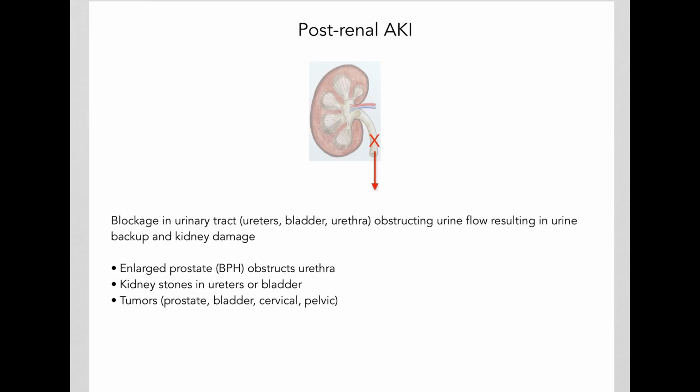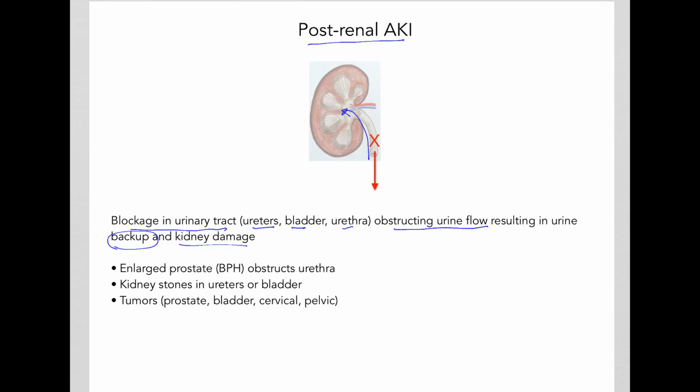Then the third type is post-renal acute kidney injury, and this is due to blockage in the urinary tract, either blockage in both the ureters, the bladder, or the urethra. In this case there is an obstruction to urine flow, and that leads to urine backup. The pressure builds up, and that eventually will damage the kidney.